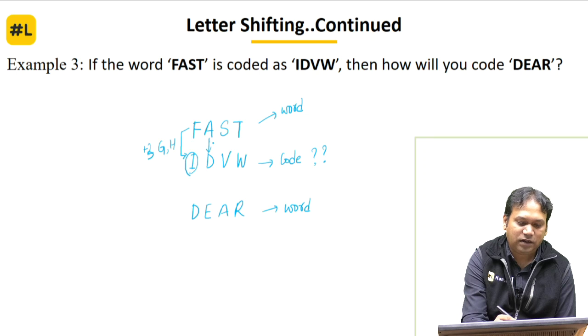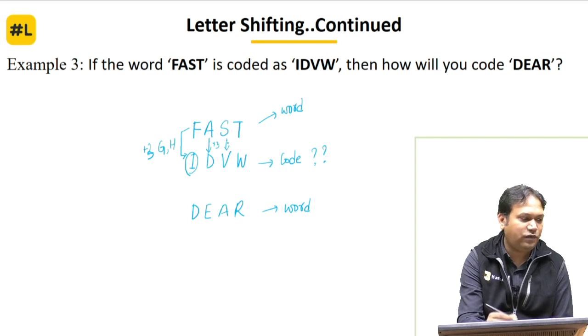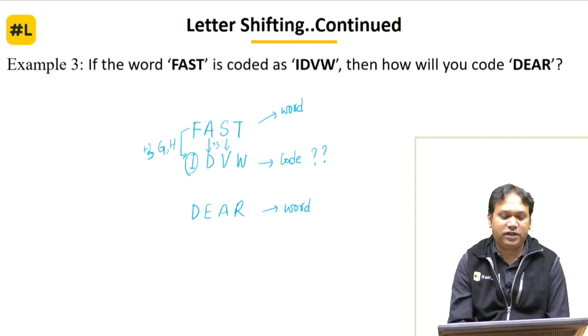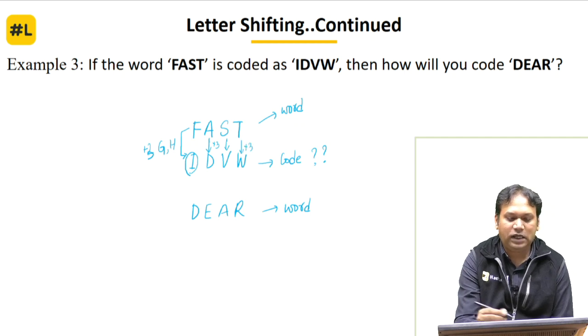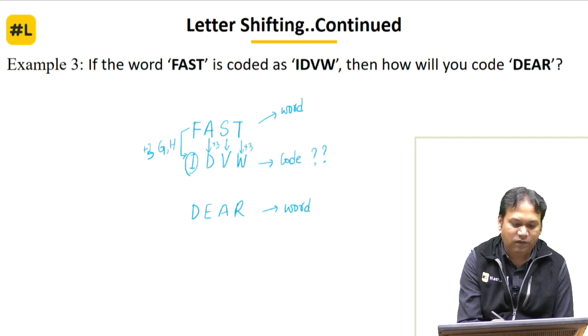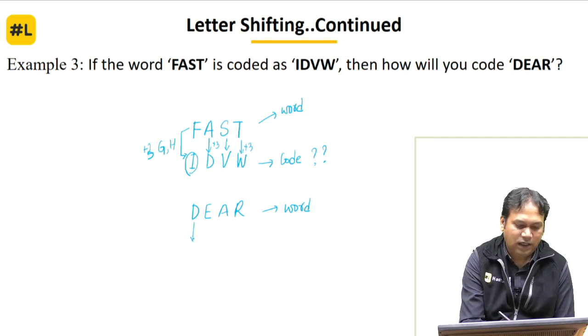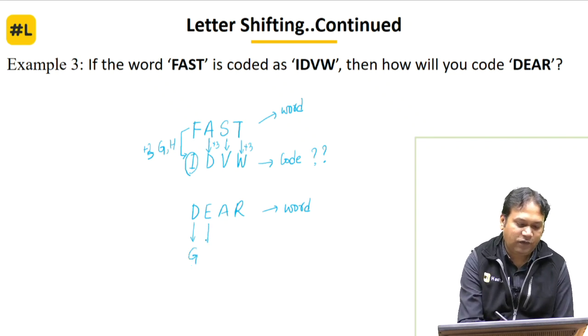A plus 3. B, C, D. S plus 3, T, U, V, and T plus 3, U, V, W. So very simple again. Each letter is shifted forward by 3. So what will be the code word for D? E, F, G. And for G it will be F, G, H. Shift forward by 3.